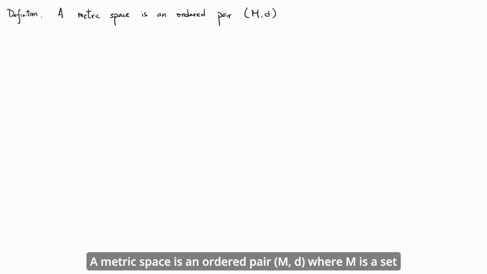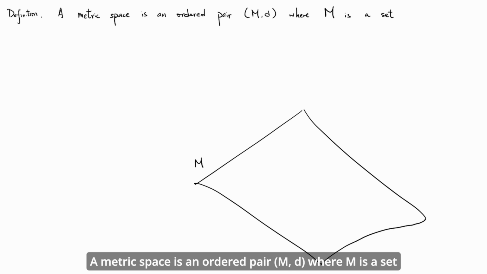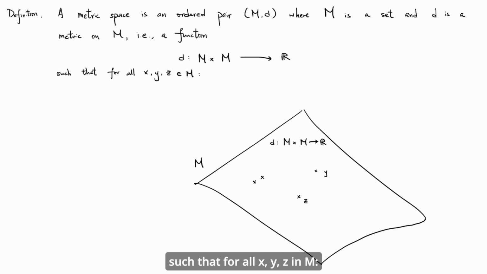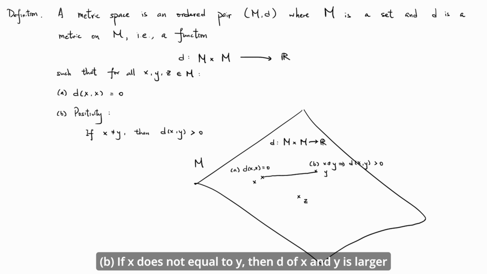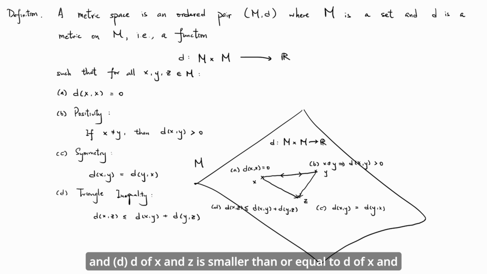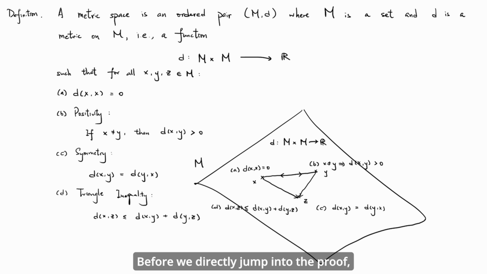Definition. A metric space is an ordered pair (M, d) where M is a set and d is a metric on M, i.e. a function that eats two elements in M and maps to a real number, such that for all x, y, z in M: a. d(x, x) equals 0. b. If x does not equal y, then d(x, y) is larger than 0. c. d(x, y) equals d(y, x). d. d(x, z) is smaller than or equal to d(x, y) plus d(y, z). Before we directly jump into the proof, we need two more preparations.